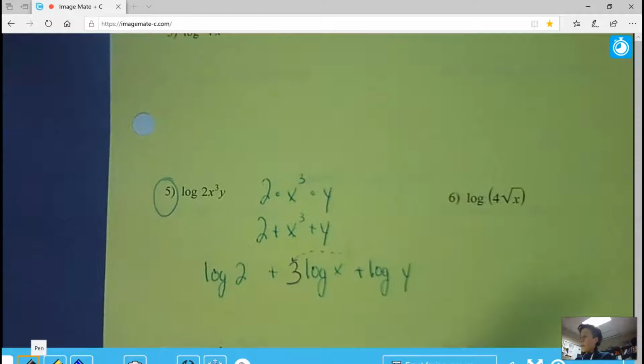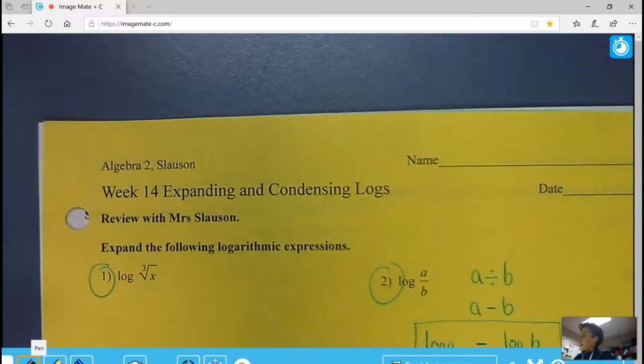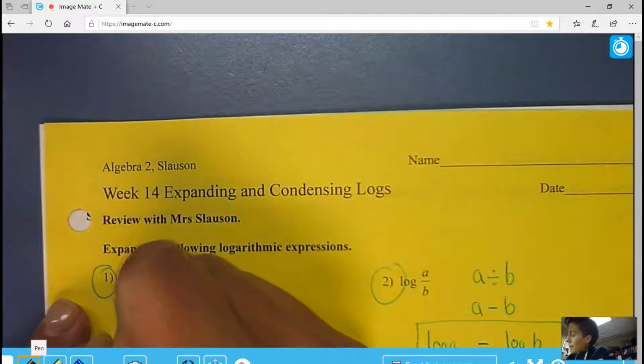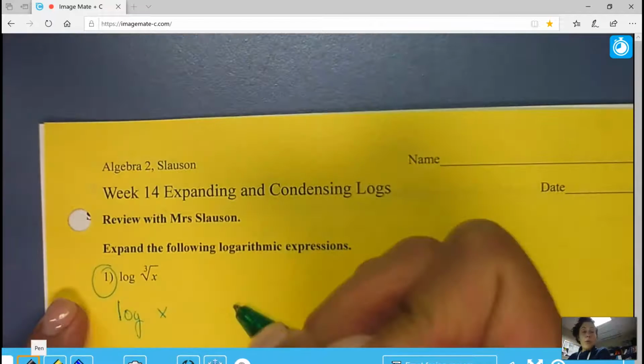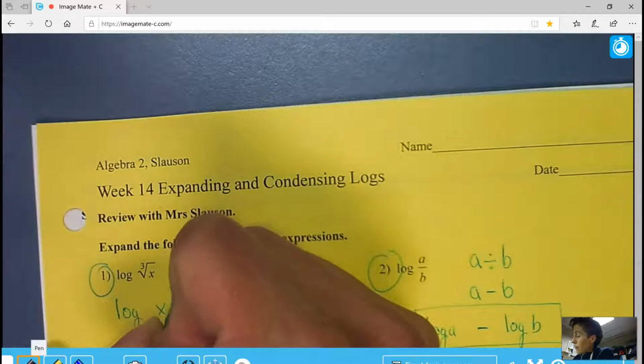So the final one I want to talk about with you is, for instance, number 1. There's not a rule with radicals. So what we're going to do is we're going to rewrite this problem. So it's a rational exponent. An exponent that's a fraction. And a cubed root is the same as a 1/3 power.